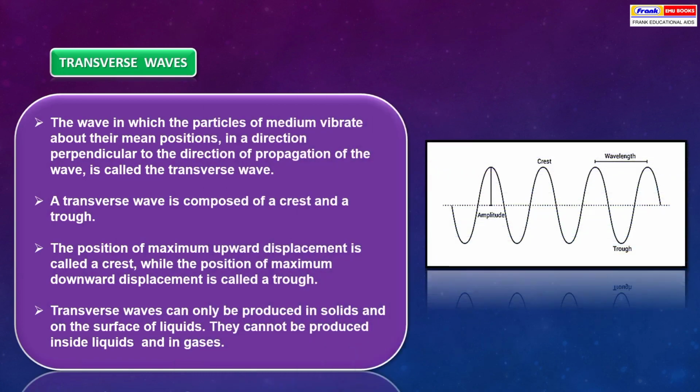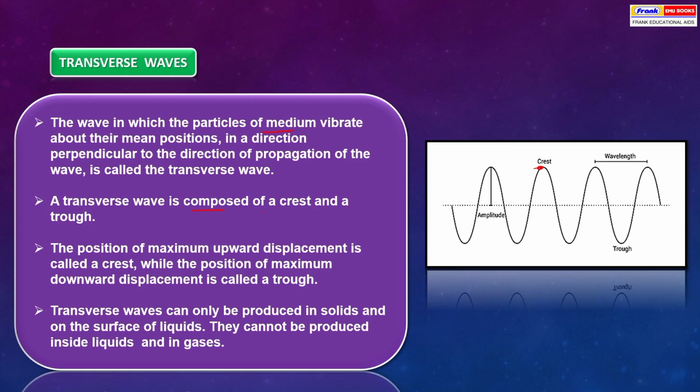The wave in which the particles of the medium vibrate about their mean position in a direction perpendicular to the direction of propagation of the wave is called a transverse wave. A transverse wave is composed of a crest and a trough. The position of maximum upward displacement is called a crest. This is basically a crest.